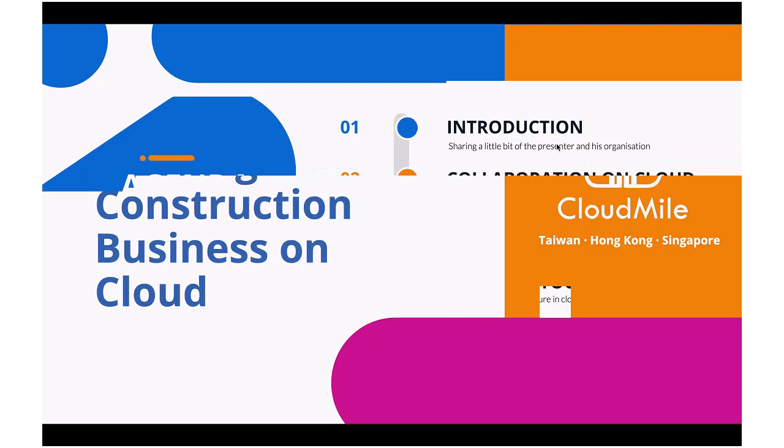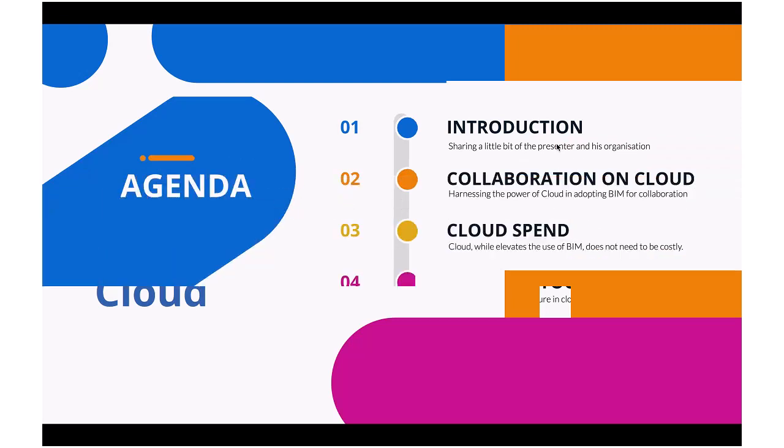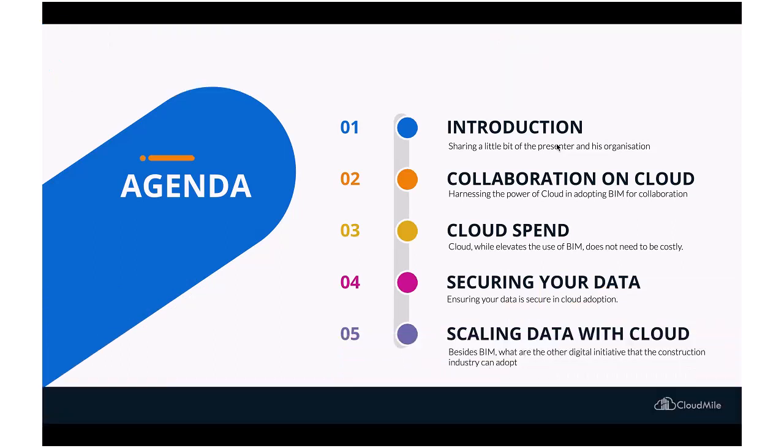So today I'll be covering a total of 5 key areas. First, I'll do a bit of introduction about myself and my company. Then I will share a little bit about collaborating on cloud, how people have harnessed the power of cloud to adopt BIM for collaboration. And then I'll share some of the myths, answering questions that people have on using cloud for their different kinds of applications or data platforms, and share that cloud is not exactly the most expensive thing, and more importantly, how it can help you harness data in your overall setup for your different projects.